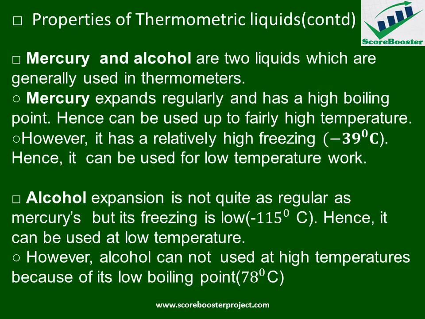Now, having understood the general properties of a good thermometric liquid, the next concept we shall be considering is the specific examples of thermometric liquid, which are mercury and alcohol. These are the two commonest thermometric liquids we have. Mercury and alcohol are two liquids which are generally used in thermometers.